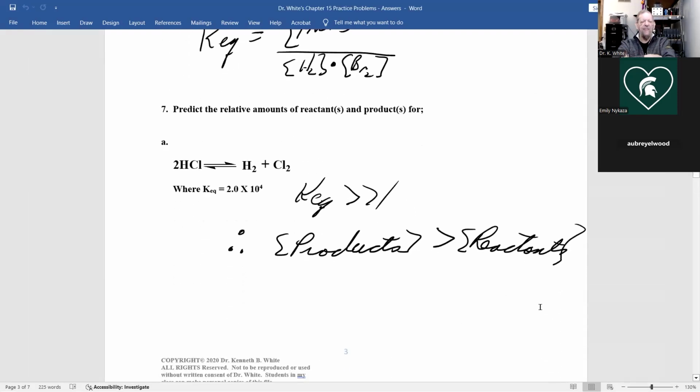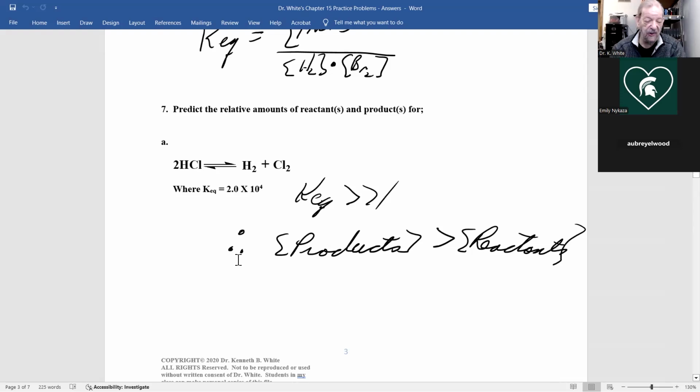And if we look at number 7 from the Chapter 15 practice problems, predict the relative amount of reactants and products for the following. And here we have 2HCl, hydrochloric acid, in equilibrium with hydrogen and chlorine gas. And the K equilibrium is 2.0 times 10 to the 4th. Well, that's much larger than 1.